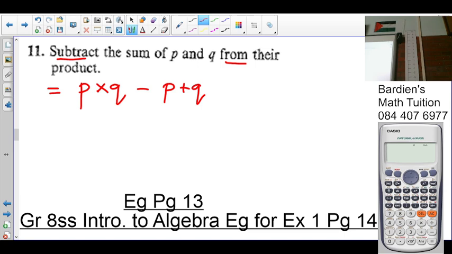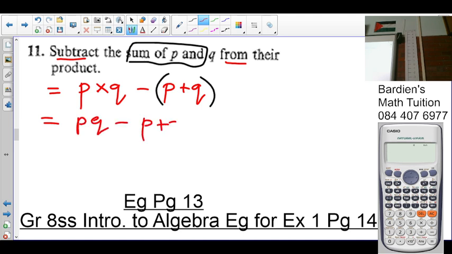Is something wrong there? The bracket, yes, there must be a bracket. Why must there be a bracket here? That must be done first before you subtract. See, subtract the sum of. So you must add that first and then subtract it. Subtracting from what? From the product. And I can simplify this. It can be PQ minus (P plus Q) in brackets. You all okay with this, people? Any confusion?